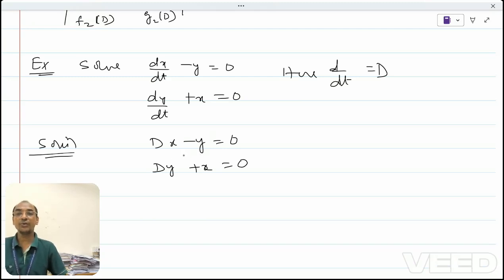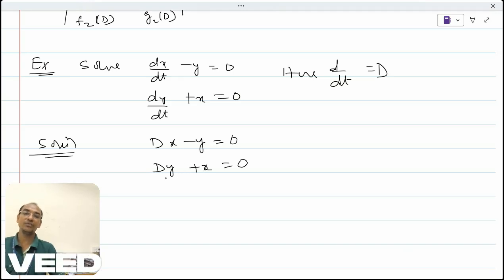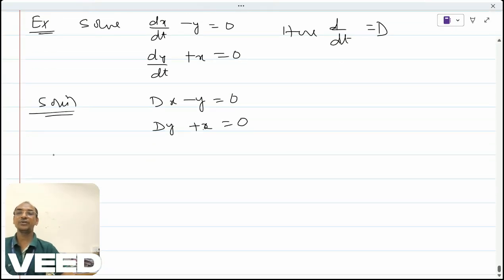Remember, whatever values of x and y we get, those two values should satisfy both the equations simultaneously. It is not that it satisfies the first equation but not the second; then we cannot say it is a solution. Whatever values of x and y you get, they should satisfy both equations simultaneously. Okay, so now this is my system of equations, or simultaneous equations. Now we want to solve this.